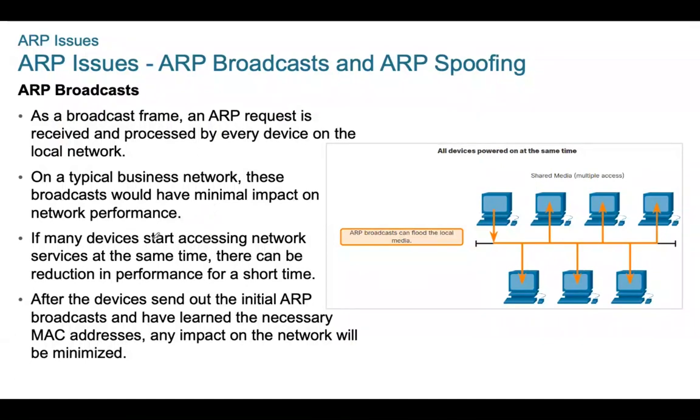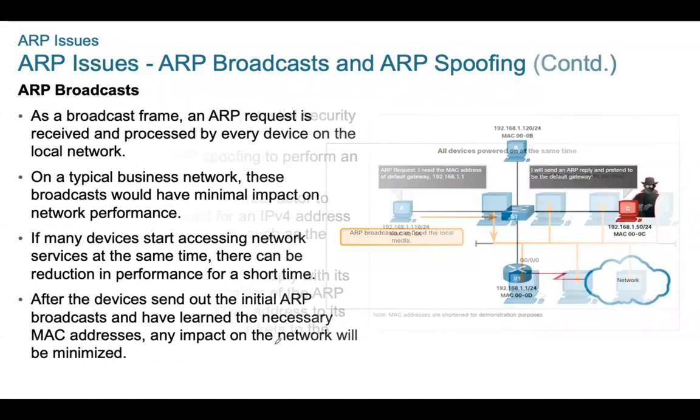But if many devices start accessing the network services at the same time, suppose we have 7 devices here, and every device tries to issue an ARP request while sharing the common communication channel, then what happens? There will be congestion. Your network performance will be degraded because of congestion. The capacity of this common channel is not able to accommodate all the ARP requests from all these devices, so some of the packets will be dropped. Then the same request will be retransmitted again. After the devices send out the initial ARP broadcast and have learned the necessary MAC addresses, any impact on the network will be minimized.